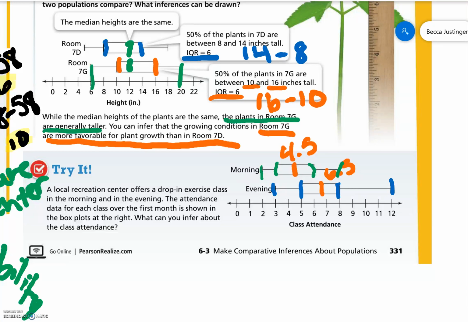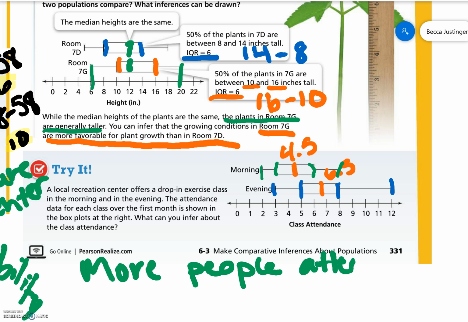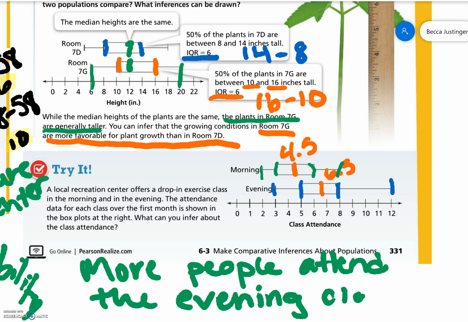So I can infer that more people attend the evening classes. We can infer that based off of the data, based off of the median and the minimum and maximums. But I can also infer that based off of what I think. I would prefer to go in the evening than wake up early and go before work as well.